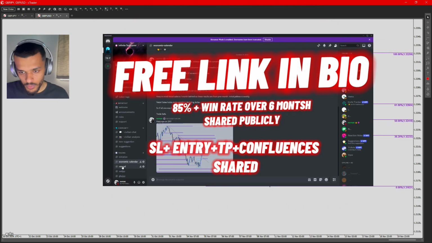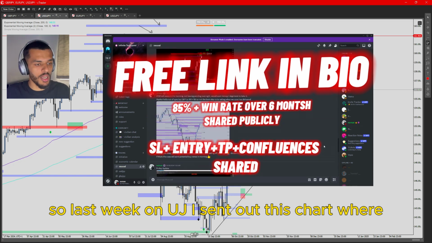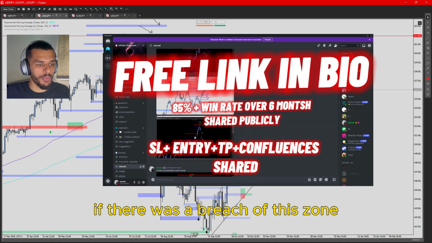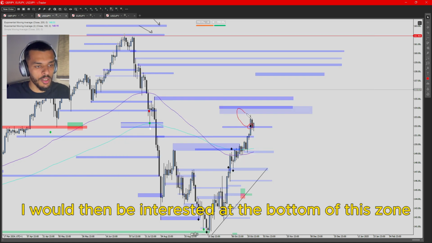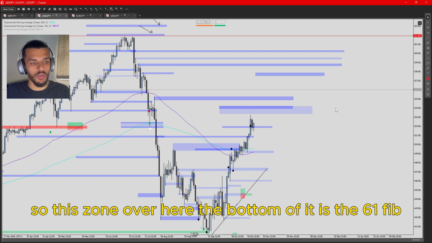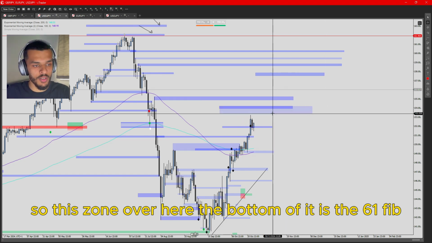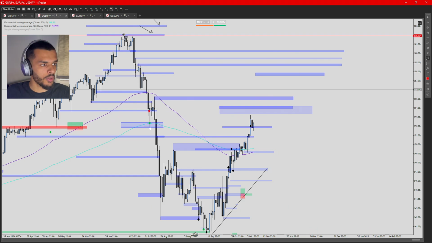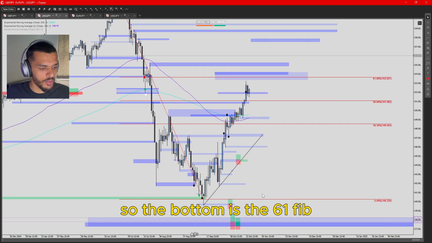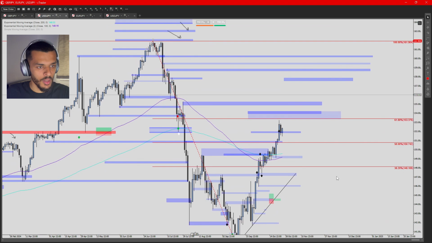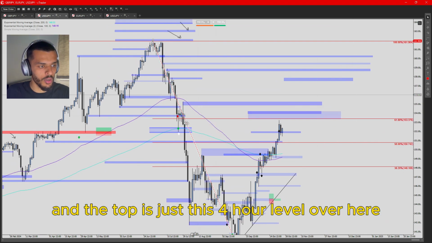The trades that you are in, you know you've got something on top of tech to back you up. So last week on UJ, I sent out this chart where if there was a breach of this zone, I would then be interested at the bottom of this zone. So this zone over here, the bottom of it is the 61 fib. So the bottom is the 61 fib. And the top is just this 4-hour level over here.